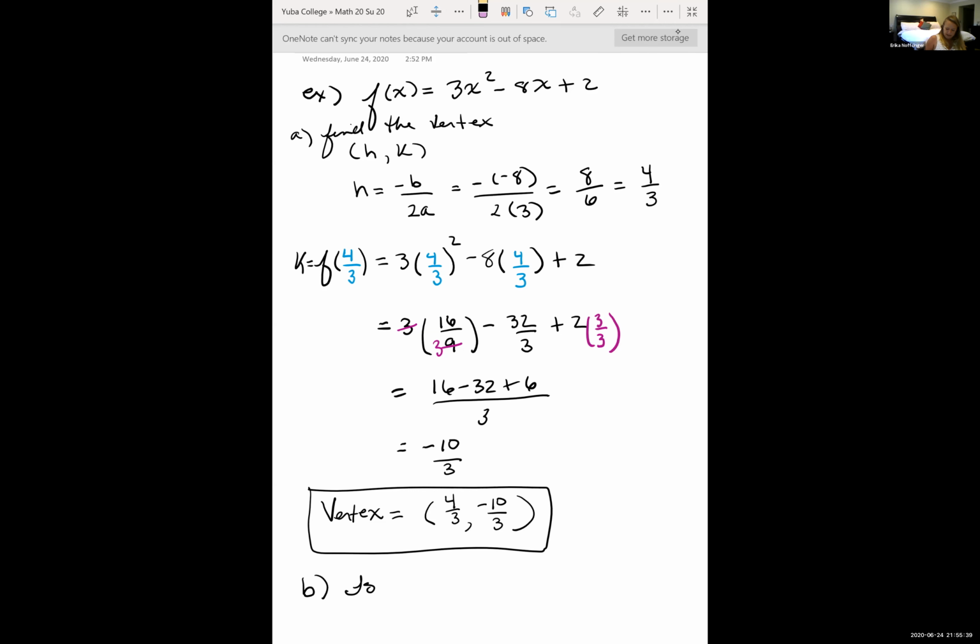Is the vertex a maximum or a minimum point? How do you know?